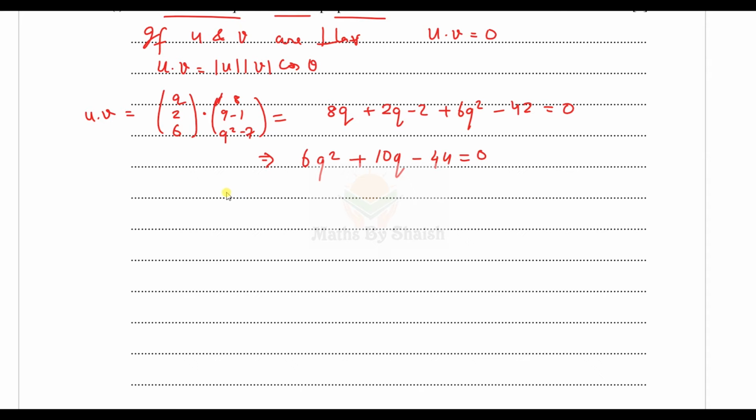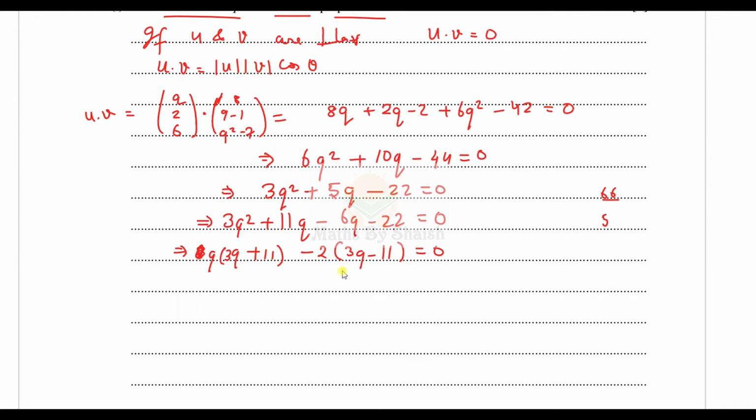So we are going to divide by 2 throughout, so that we'll get 7q squared minus 22 is equal to 0.